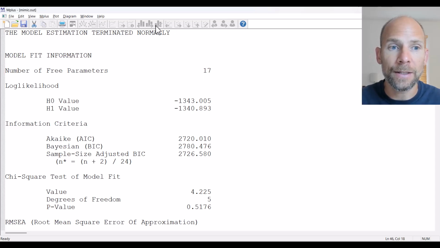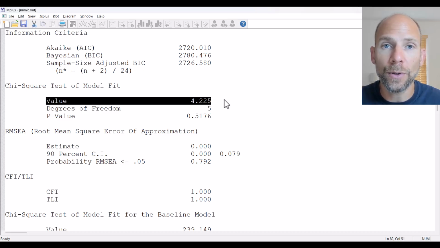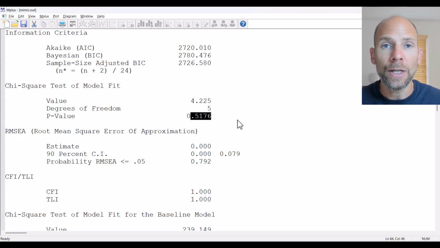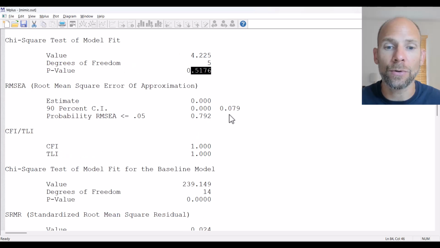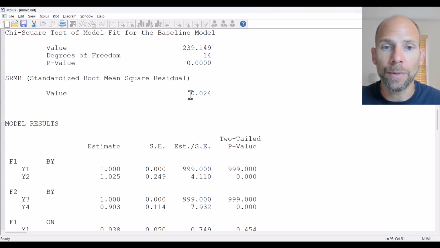In this analysis, we can see that this model fit the data very well. The chi-square value is 4.225 with 5 degrees of freedom, and the p-value is 0.5176. So this is a pretty high p-value, indicating that the model does not have to be rejected at the 0.05 level. Other fit statistics here also look good. The RMSEA is 0, CFI and TLI are 1.0, and the standardized root mean square residual is also very small with a value of 0.024.